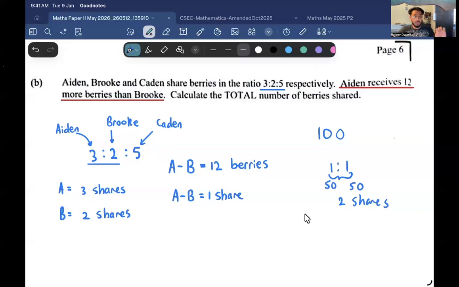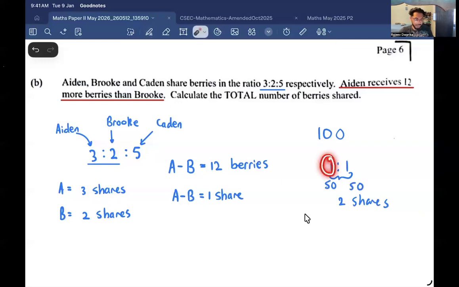So the one represents a share. So we have 1 share over here and we have 1 share over here. So altogether, we'd have 2 shares, which is equal to the total amount of money, just to say 100. So using that, we'll be able to figure out how much 1 share would be, which is 50.